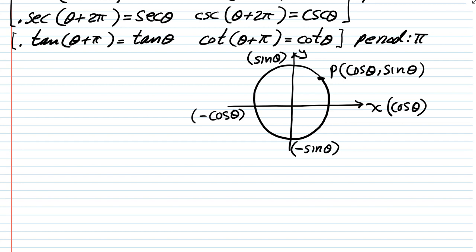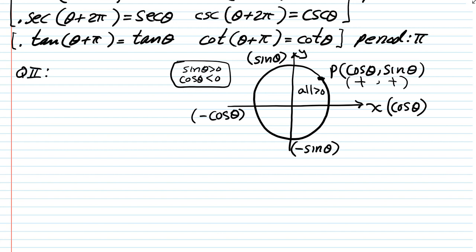All 6 trig functions in the first quadrant are positive because cosine is positive, sine is positive, right? So all 6 trig functions of angle theta are positive. In the second quadrant, notice sine is positive, but cosine is negative. Therefore, for trig functions involving sine and cosine, we can determine which is positive and which is negative. So in Q2, the second quadrant, sine is positive, cosine negative.